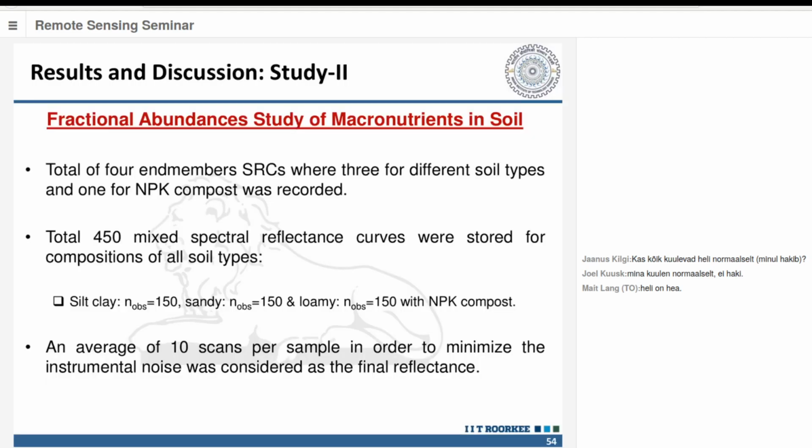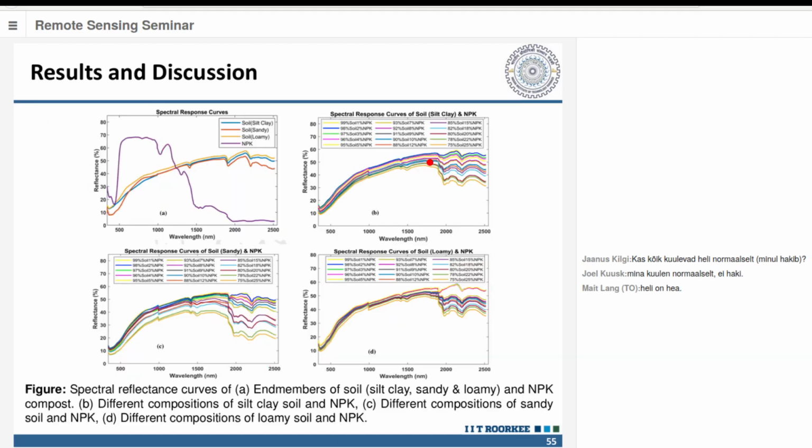Now in the second study, fractional abundances of macronutrients in soil, a total of 4 end member spectral reflectance curves, where 3 were for different soil types and 1 for NPK compost, were recorded. A total of 450 mixed spectral reflectance curves were stored for compositions of all soil types, and an average of 10 scans per sample, in order to minimize the instrumental noise, was considered as the final reflectance. So this is the pure reflectance of the 3 soil types and 1 NPK compost, and these are the mixed reflectances of each study sample.